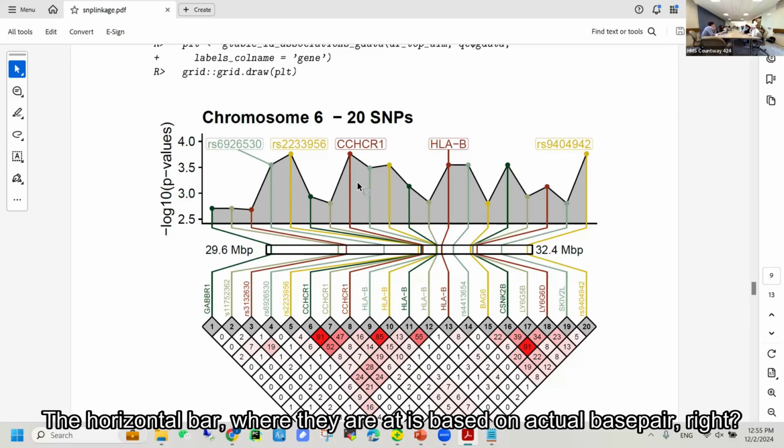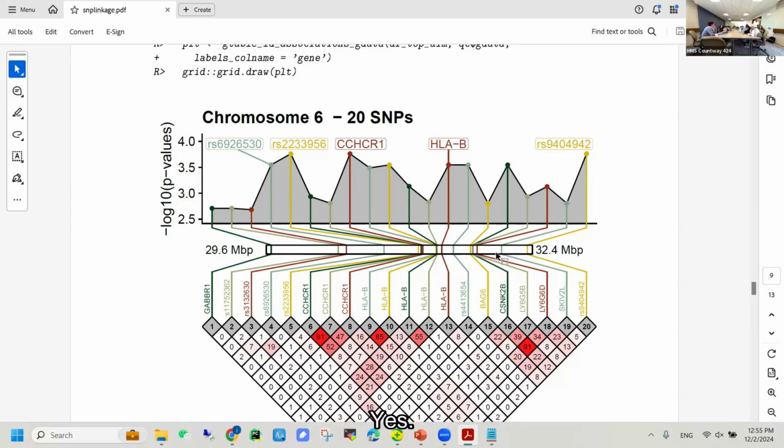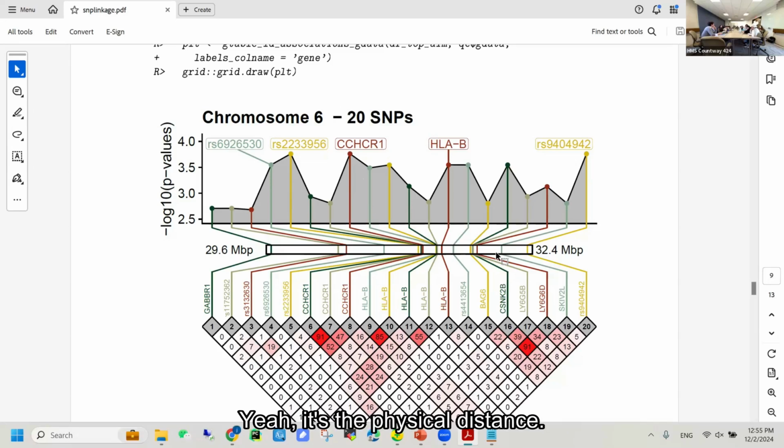The horizontal bar, where they are at is based on actual base pair, right? Because I see one SNP, for example, to the other, sometimes they're really far apart. Yes. Sometimes they're close because they are different, just physical. Right? How many bases? It's the physical.